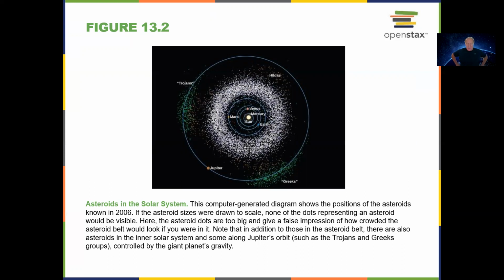Note that in addition to those in the asteroid belt, there are asteroids in the inner solar system and some along Jupiter's orbit. And they're controlled by the giant planet's gravity. So you see you have a lot of asteroids here, and then the Trojans and the Greeks that pretty much exist around Jupiter's orbit.